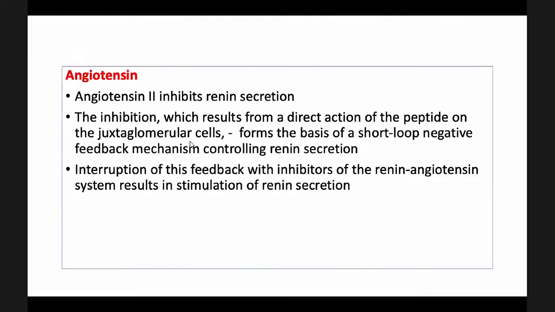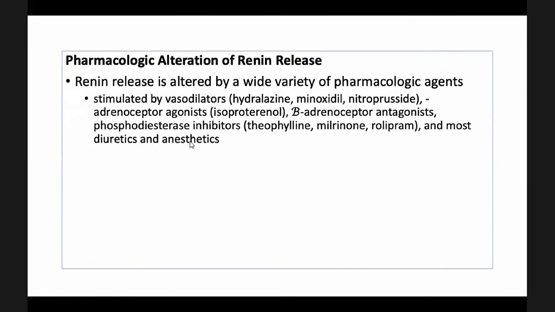Now, angiotensin II inhibits renin secretion. The inhibition may result from a direct action of the peptide on the juxtaglomerular cells. This forms the basis of the short loop negative feedback mechanism that controls renin secretion. Any interruption of this feedback with inhibitors of the renin-angiotensin system will result in stimulation of renin secretion.